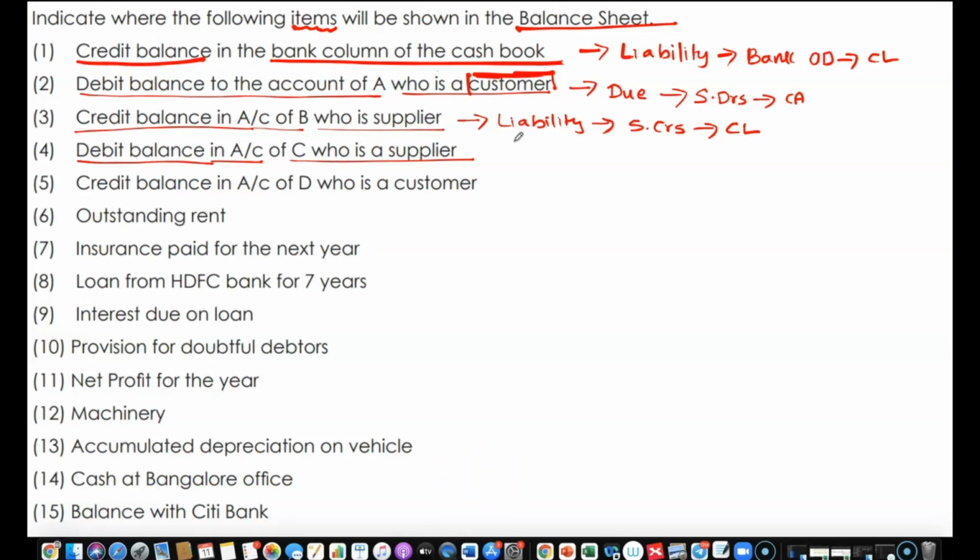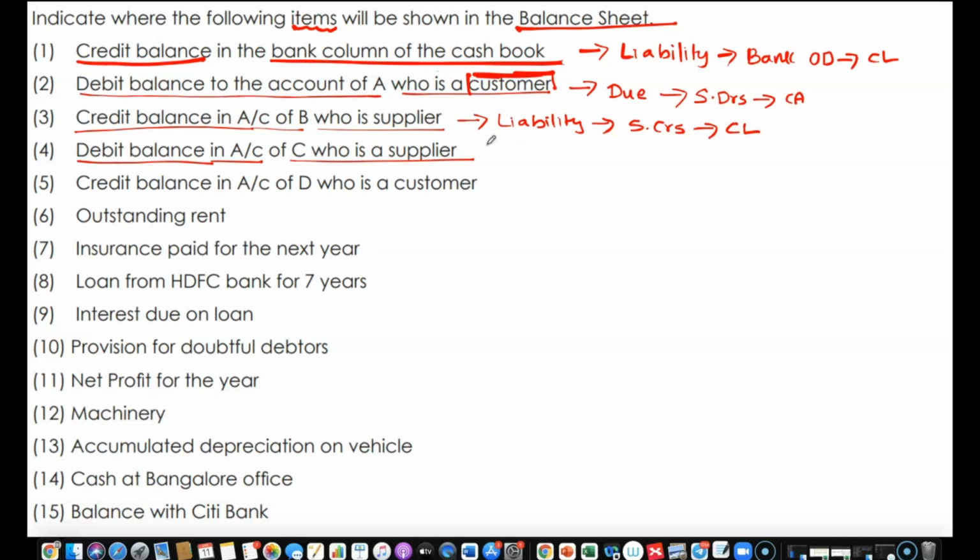See, when you purchase goods by making payment to the supplier, what will happen? Purchase account debit to cash or bank. When you purchase on credit, what will happen? Purchase account debit to supplier account, that is, the supplier account will be credited. But here they are saying debit.